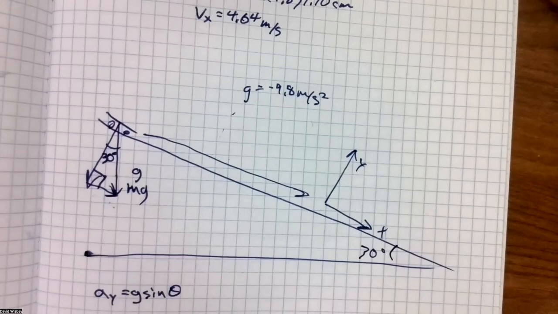So remember that gravity is constant on the surface of the Earth, and it always points towards the middle of the Earth. So down. Gravity always, always points down.